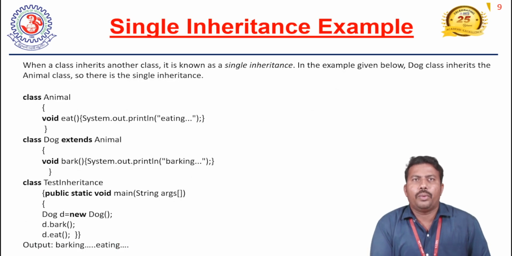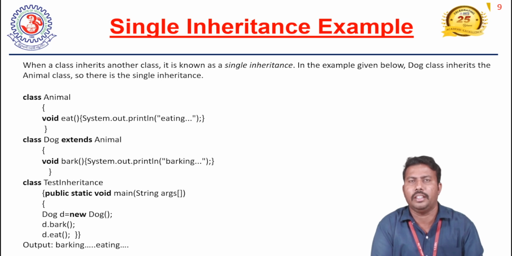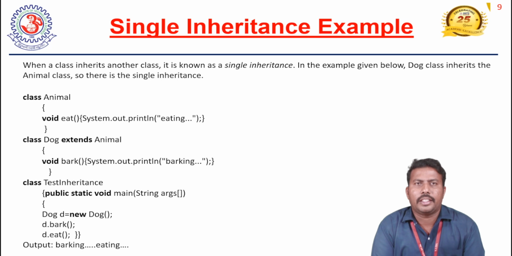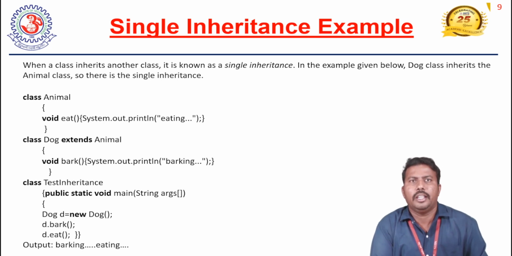Now the single inheritance example. Here we are going to see single inheritance with respect to an animal class. One animal class is extended by the dog class. Extending the functionality from one class to another class, we call inheritance. The extending of functionality is done with the help of the extends keyword. In the animal class we write one method, the eat method, followed by one printing statement, eating.